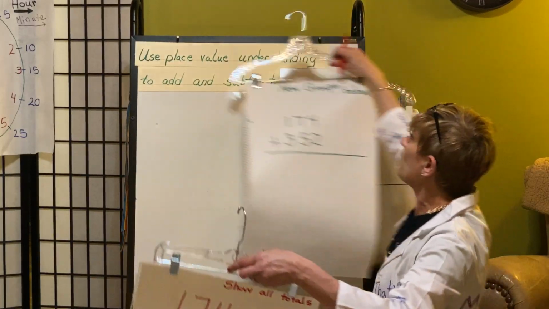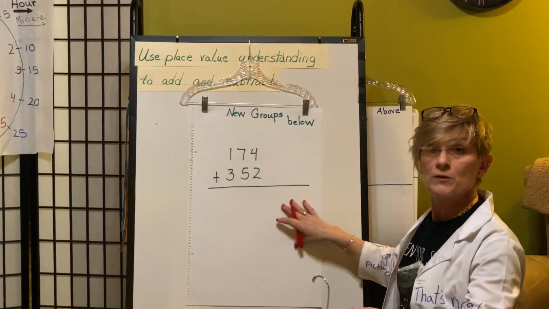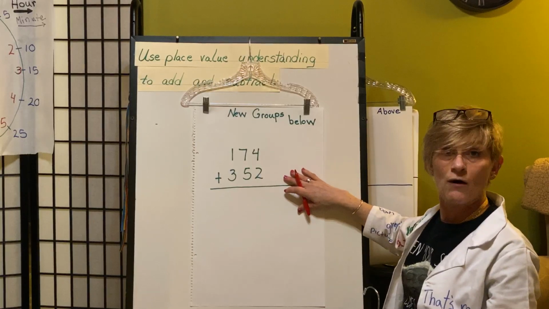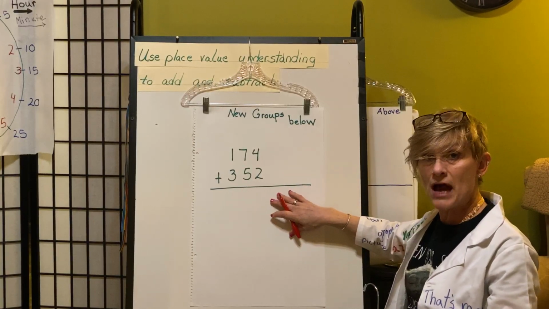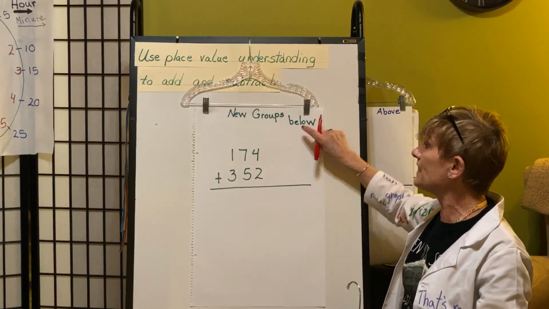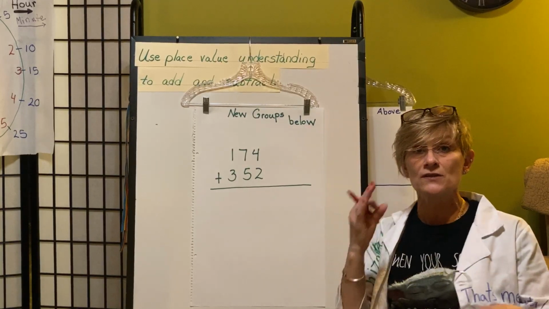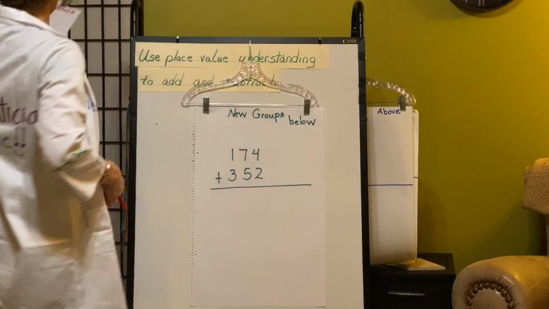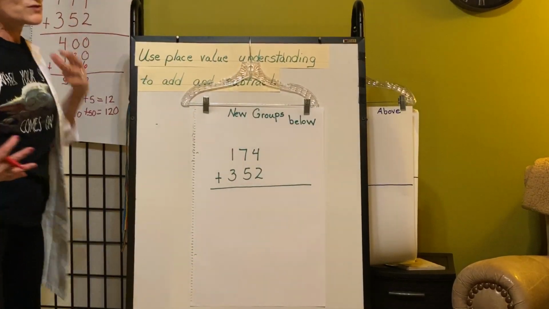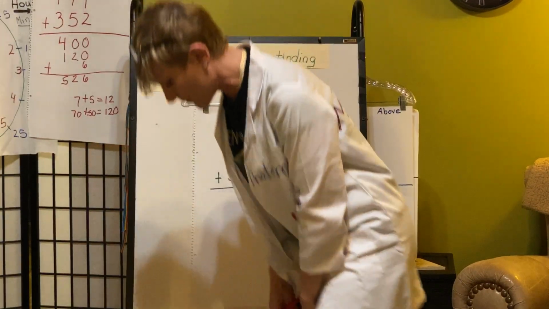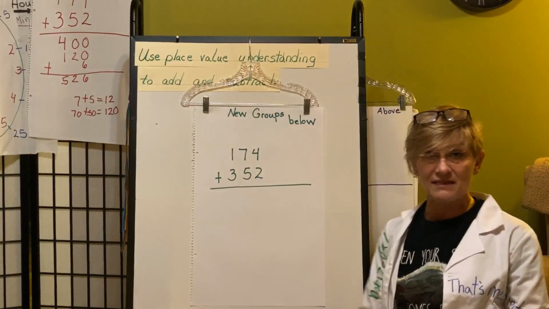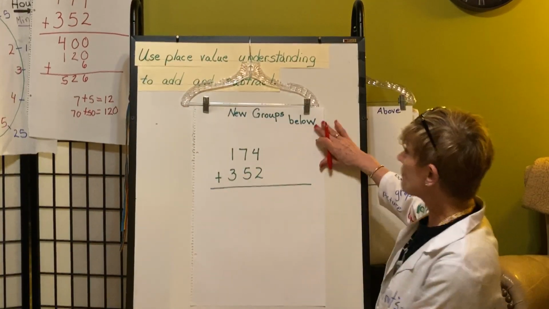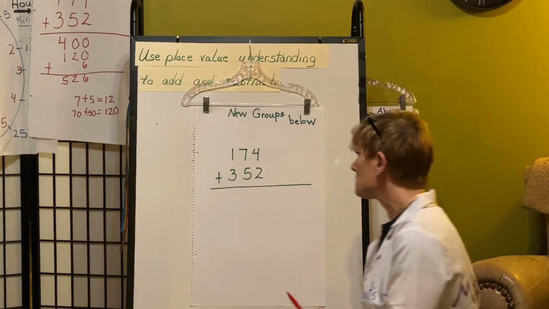So friends, we got the show all totals. Who can recall when we talk about new groups below? Please put this problem on your whiteboard again, and let's do it now by using the new groups below. Again, these are methods that you choose when you're adding 3-digit numbers. You can choose the method that works for you. So friends, now the new groups below.